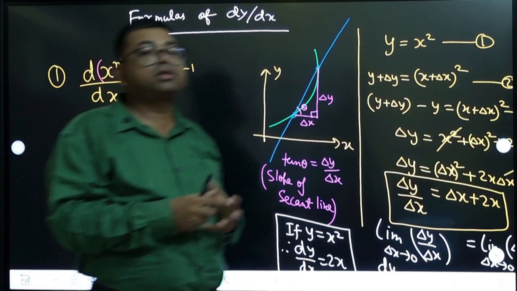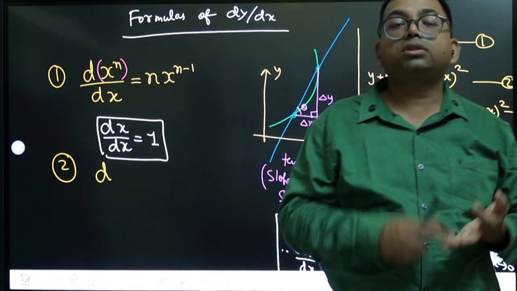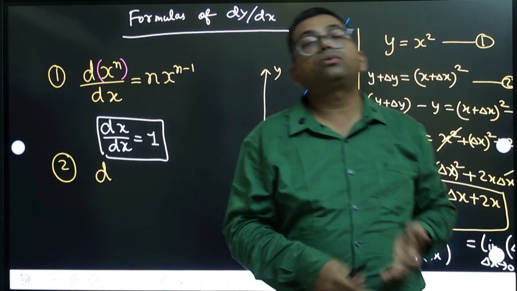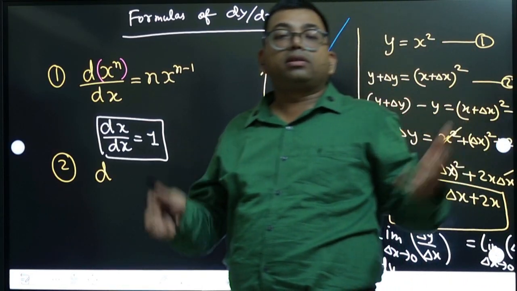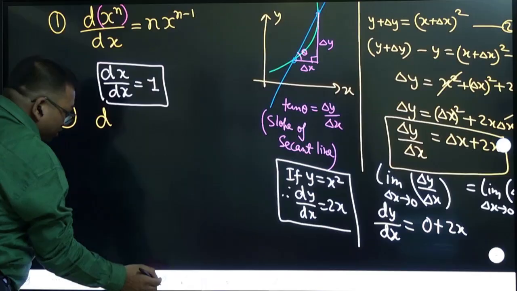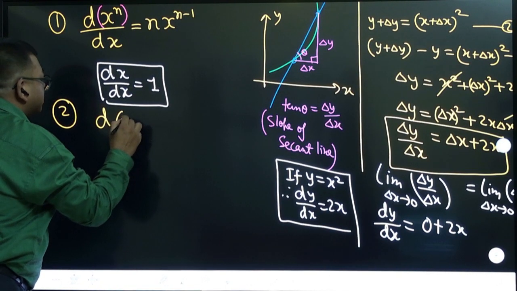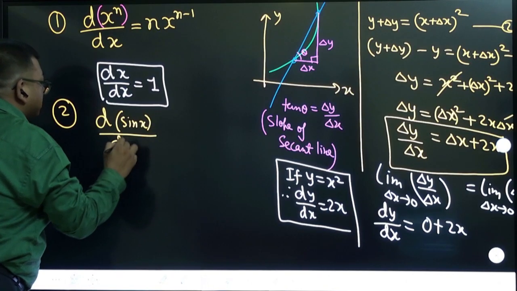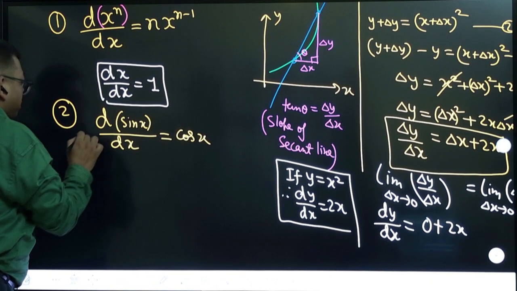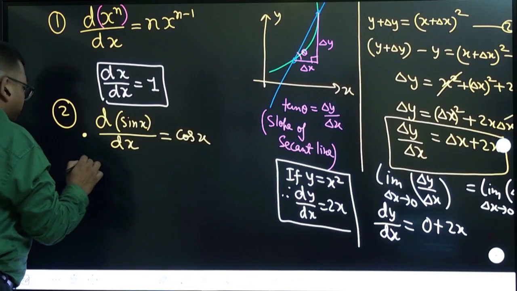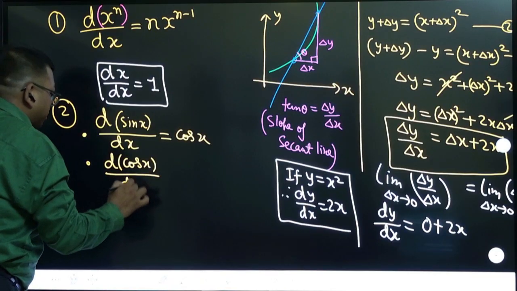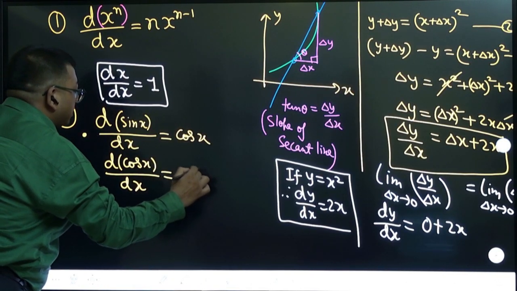So trigonometric function means y can be sin x, y can be cos x, y can be tan x, y can be cot x, y can be secant x, y can be cosecant x, y can be all these things. So let us write the formulas for that. Very important formula. Differentiation of sin x with respect to x, that becomes cos x. Next, I will write all trigonometric formulas. Differentiation of cos x with respect to x becomes minus sin x.